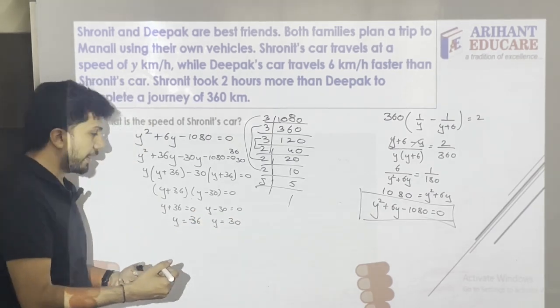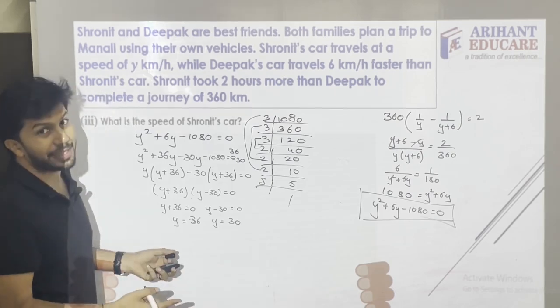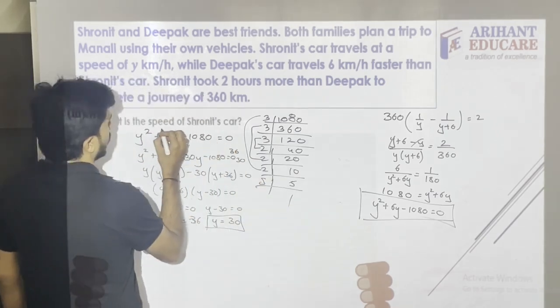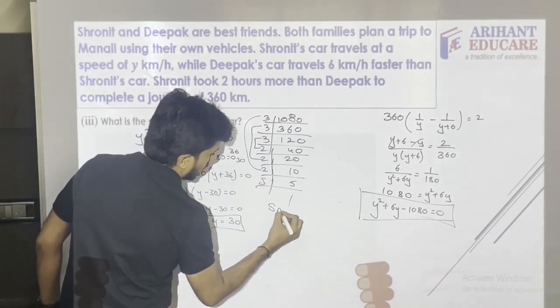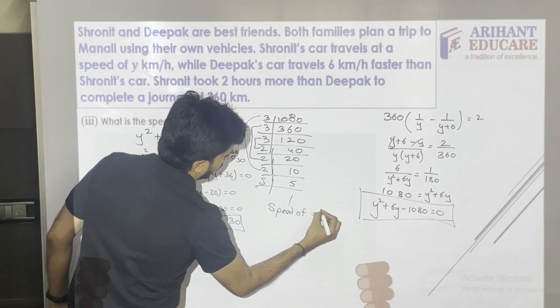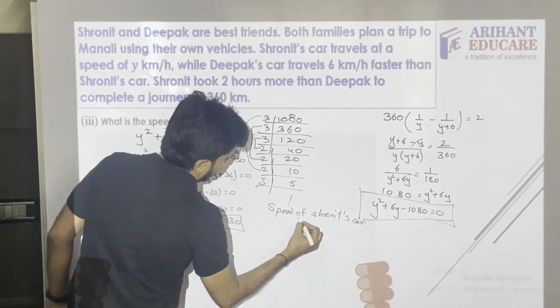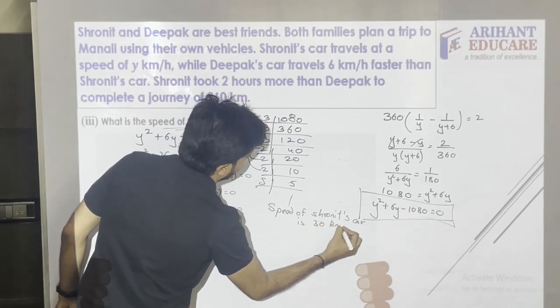What will be the speed? Can the speed be minus 36? No, it's a speed. So speed is going to be y equals 30. So the speed of Schrodinger's car is 30 kilometer per hour.